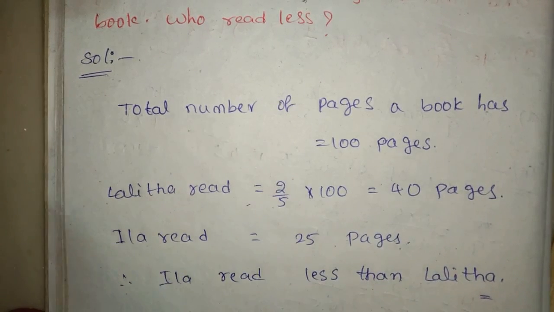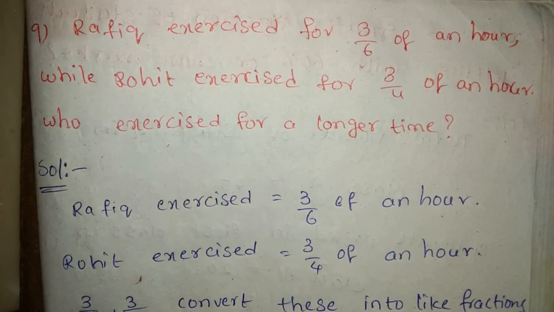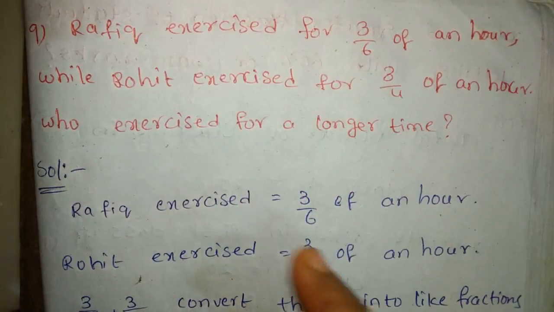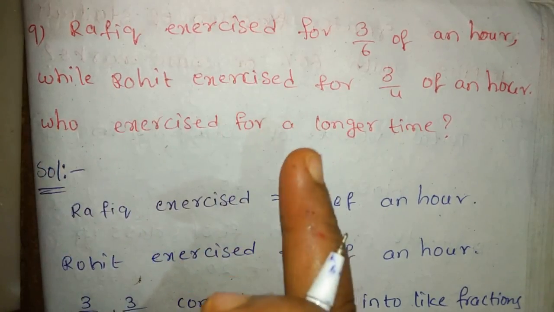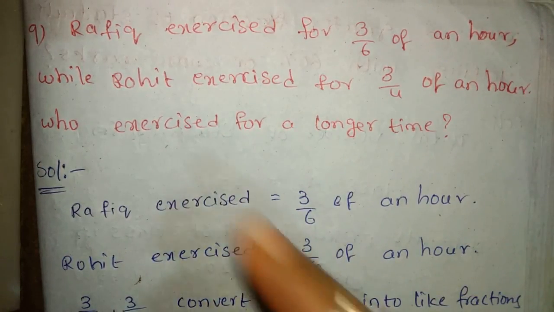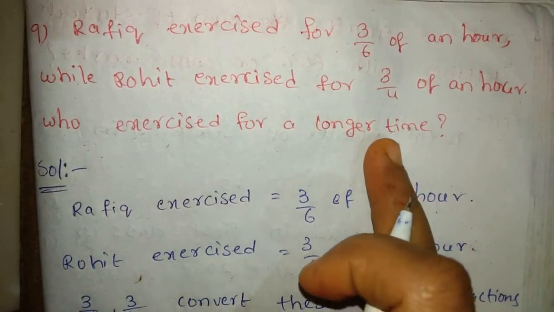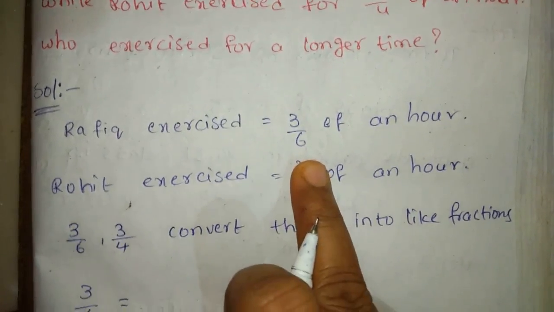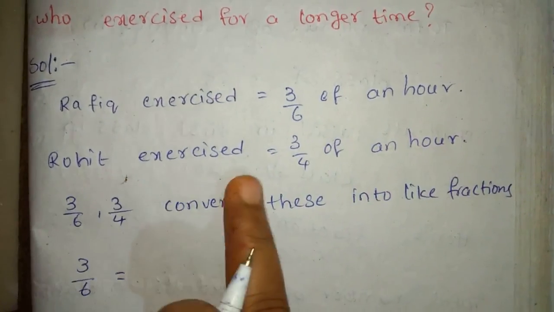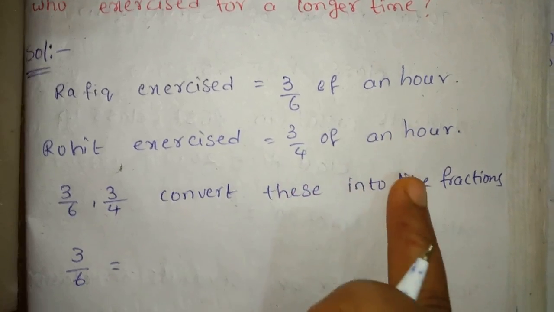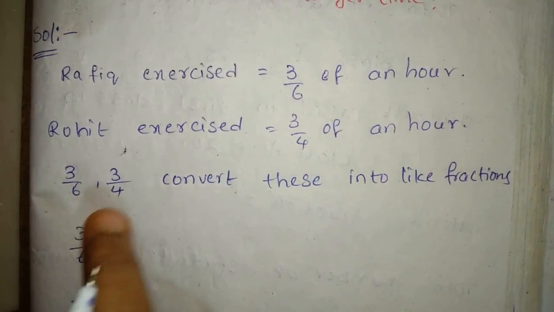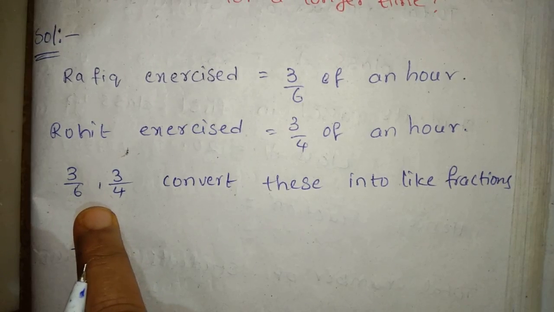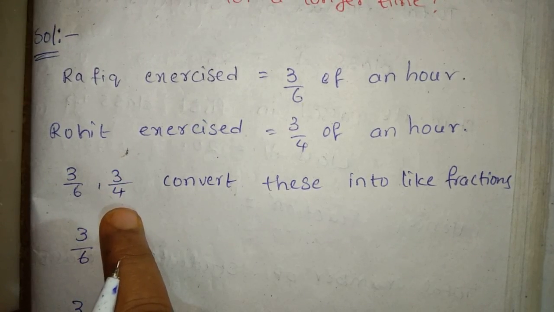Now let us see the 9th question. Rafiq exercised for 3 by 6 of an hour, while Rohit exercised for 3 by 4 of an hour. Who exercised for a longer time? Now Rafiq's exercise is 3 by 6 of an hour. Rohit exercised 3 by 4 of an hour. Now 3 by 6 and 3 by 4, the numerators are the same but the denominators are not equal.